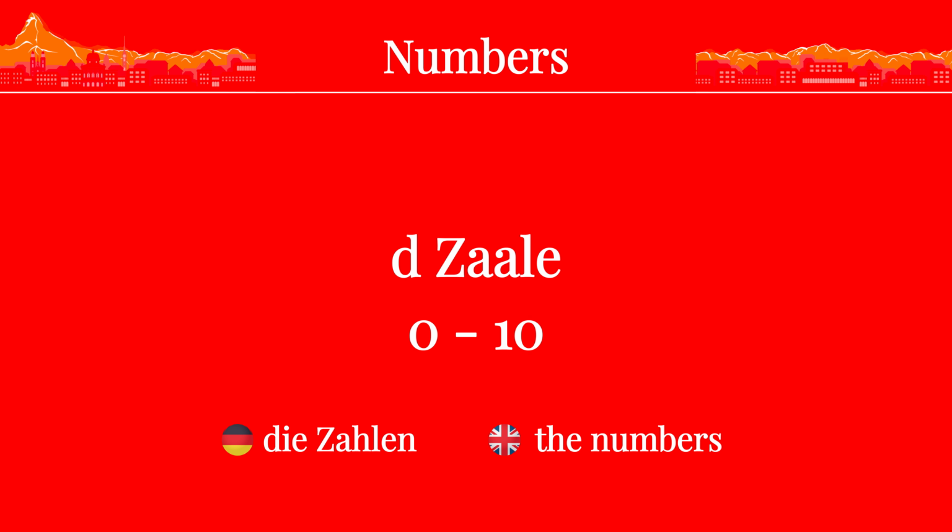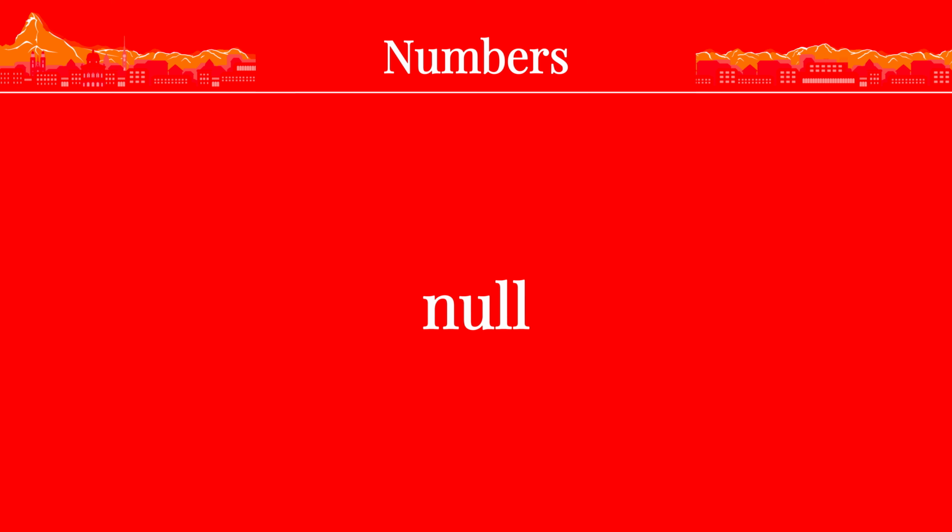The first number is 0, Eis, or ice. Both spellings and pronunciations are common. In general, words with AI can also be written and pronounced as EI. The same goes for the number zwei or zwei.